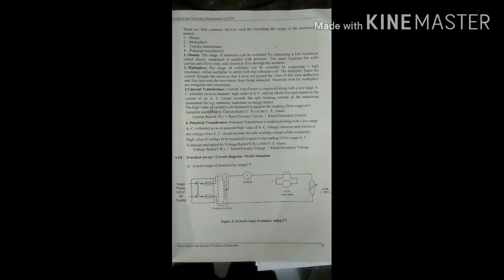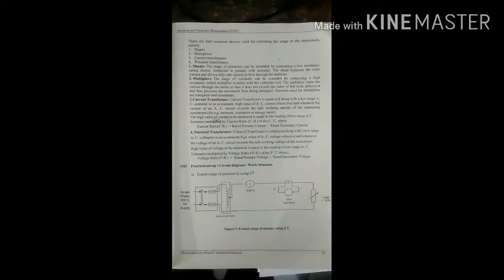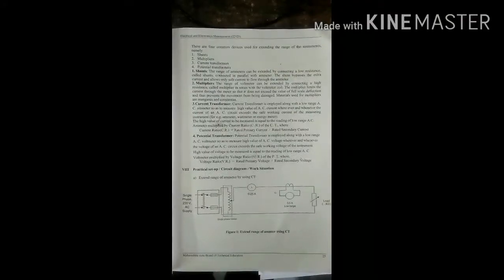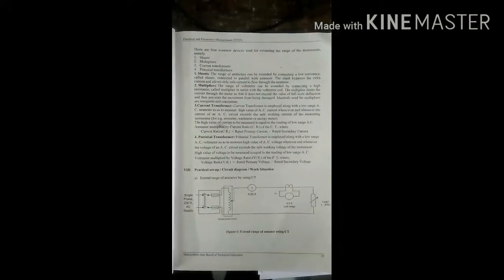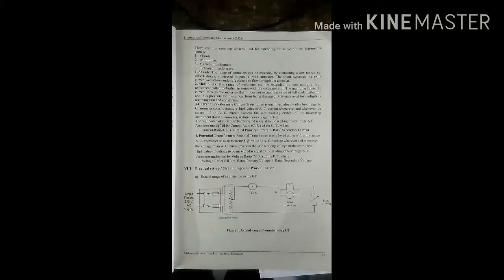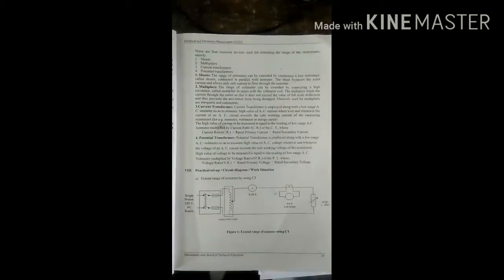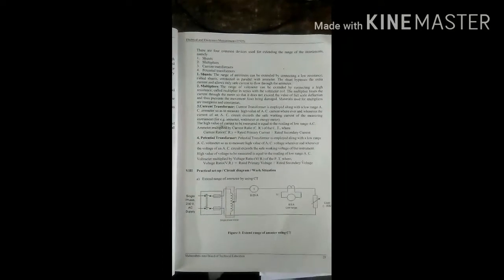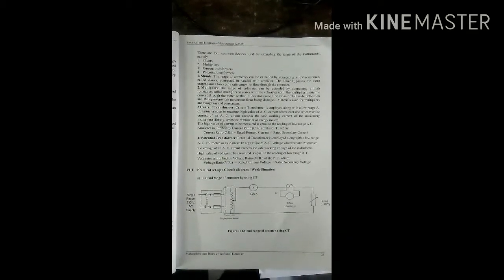Second one is multipliers. The range of a voltmeter can be extended by connecting a high resistance called multiplier in series with the voltmeter coil. The multiplier limits the current through the meter so that it does not exceed the value of full-scale deflection and thus prevents the movement from being damaged. Materials used for multipliers are manganin and constantan. So basically, to extend the range of voltmeters, multipliers having high resistance are used.